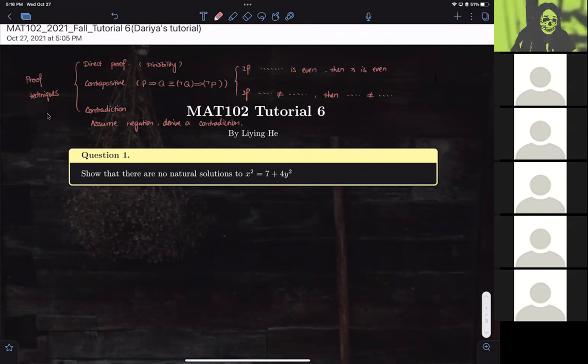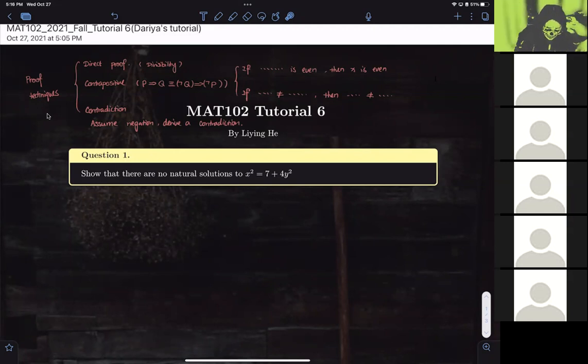Do AM-GM and the triangle inequality all fall into direct proof? Yes. So most of the proofs you've seen so far are direct proofs. This means when we test you on direct proof, it is most likely divisibility questions. That's what I'm saying. So it's like a summary of what's going on in 102.